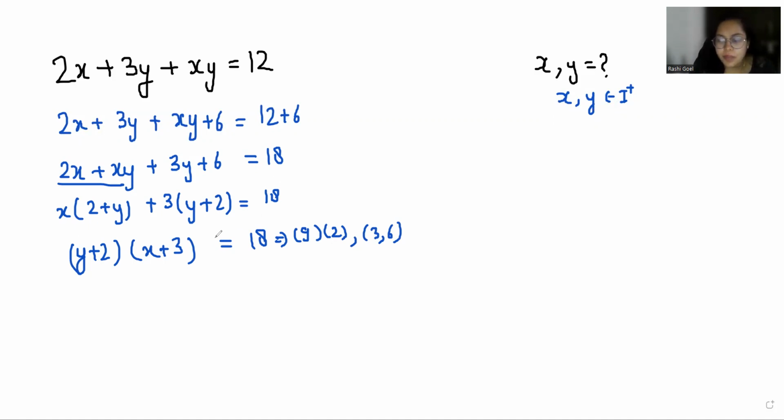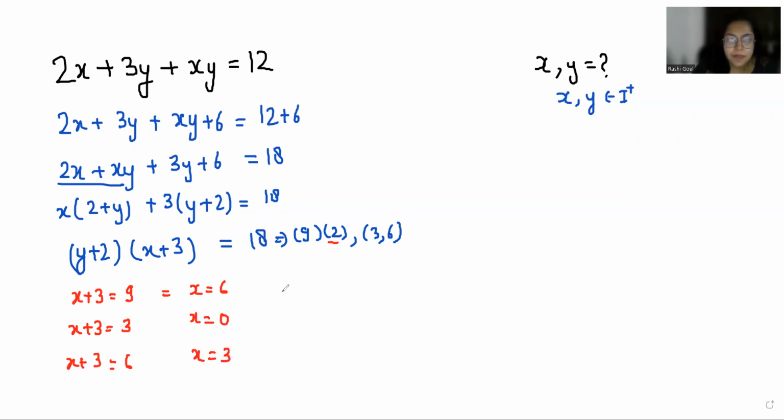So first, for x + 3, it is greater than or equal to 3. So x + 3 equals, first I'll put 9, then x + 3 equals 3, then x + 3 equals 6. Because if I put x + 3 equals 2, it gives us a negative answer and it does not exist. So from here, the value of x is 6. From here, the value of x is 0. And from here, the value of x is 3.